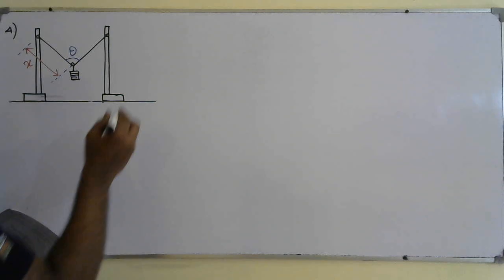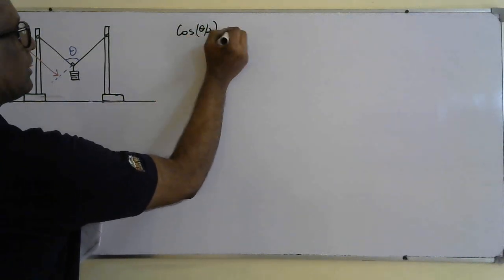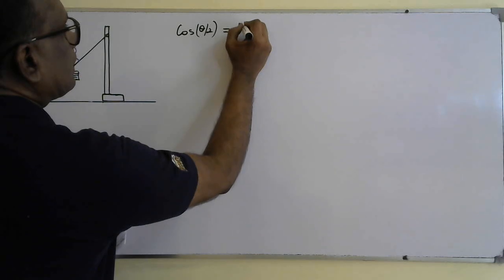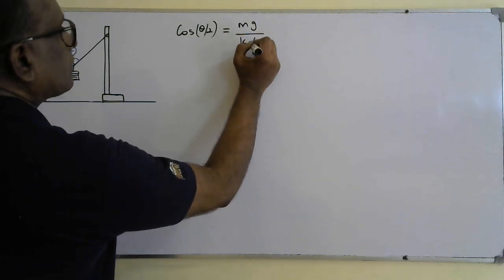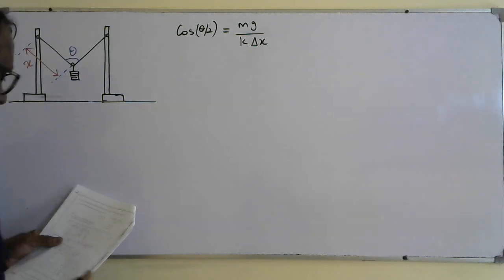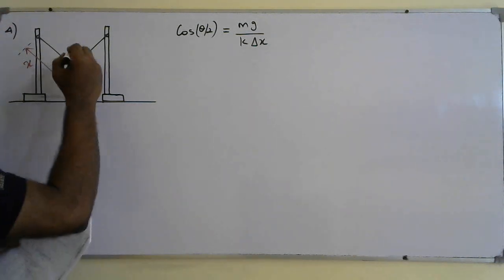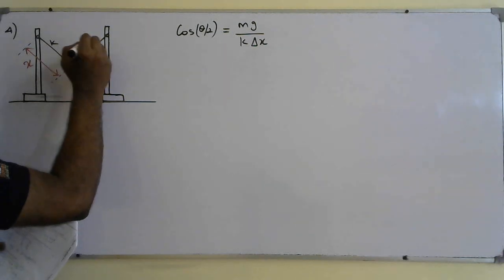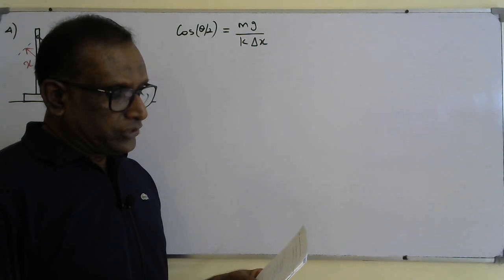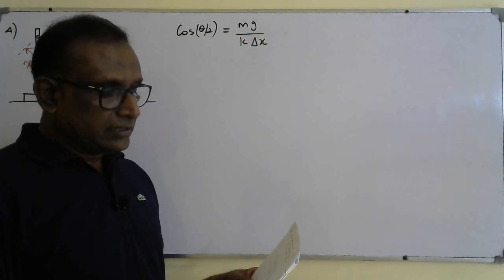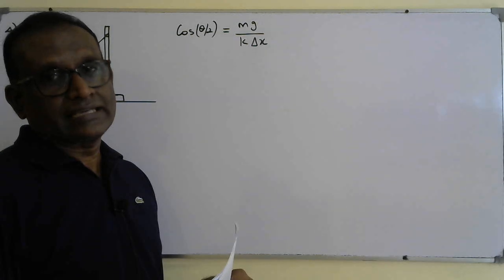So cos theta by 2 is equal to mg over k delta x. M is the mass hanging, and k is the force constant of the elastic cord. Explain why the graph of cos theta by 2 against 1 over delta x can be used to determine a value for g. g is the gravitational acceleration.